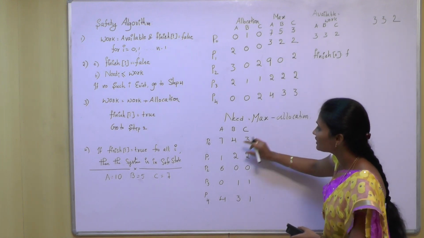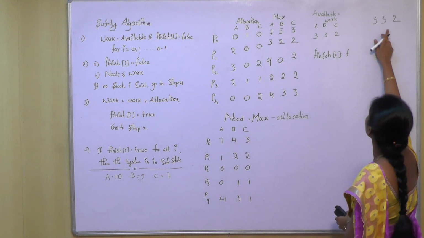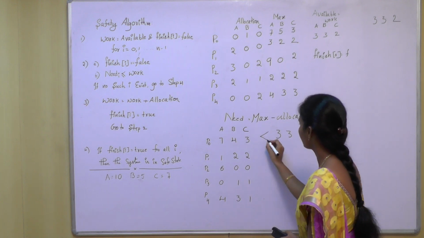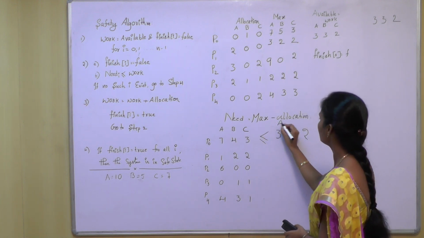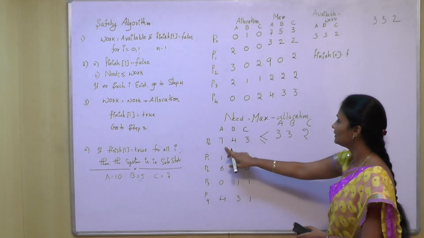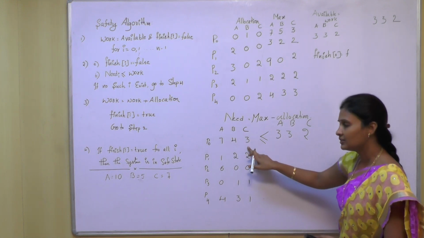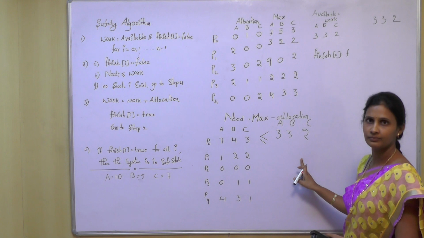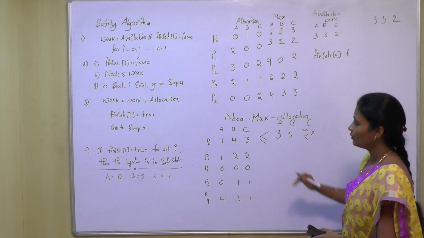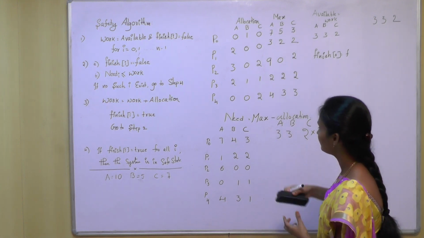So now consider the first process P0. The available resources are 3, 3, 2. We have to check this condition for the 3 resource types. Is this true? 7 is greater than 3, 4 is greater than 3, and 3 is greater than 2. Now this condition is false. Now we have to check the next process, P1.